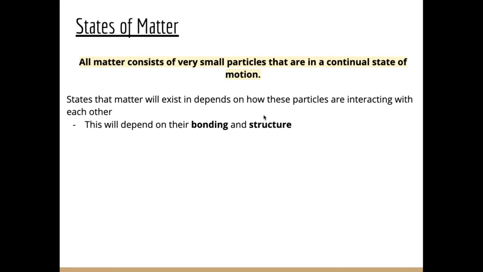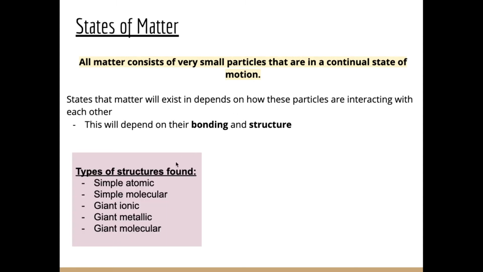So we've got our types of bonding. We've got our metallic, our ionic, and our covalent. And then within our covalent, we've got our intermolecular forces: our dipole-dipole, hydrogen, and our van der Waals. So how strong or how weak these bonding and these interactions are between certain particles will determine what state it will be in at, let's say, room temperature. And it also depends on the structure.